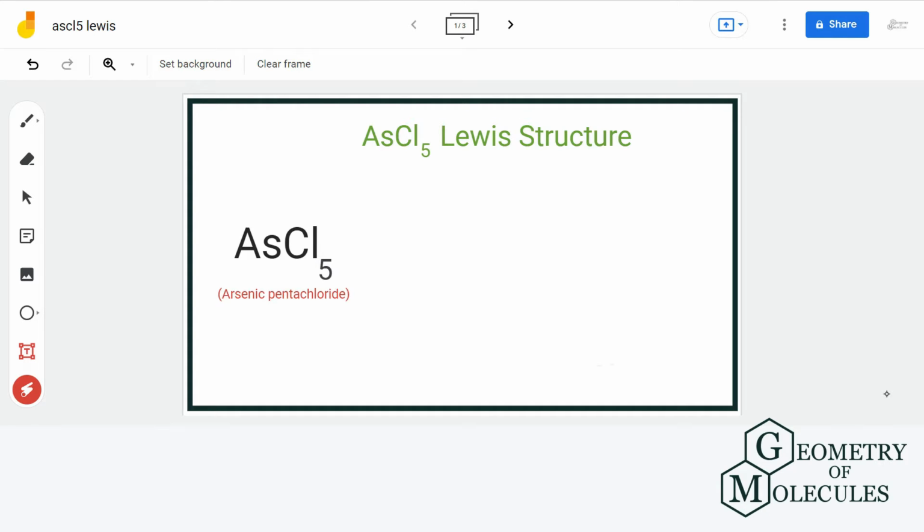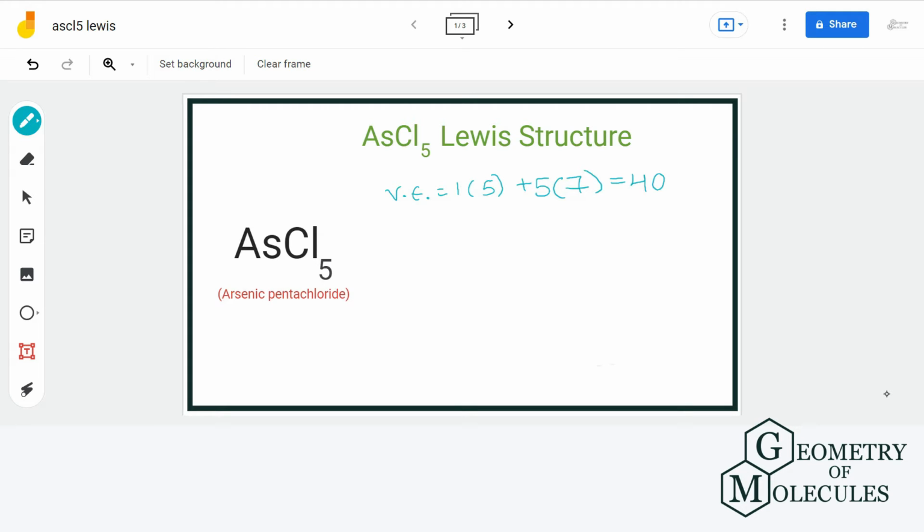In this video, we are going to help you to determine the Lewis structure of AsCl5 molecule. It's the chemical formula of arsenic pentachloride. For determining the Lewis structure, we will first count the total number of valence electrons. We have one arsenic atom having 5 valence electrons and 5 chlorine atoms having 7 valence electrons. Now that gives us a total of 40 valence electrons.